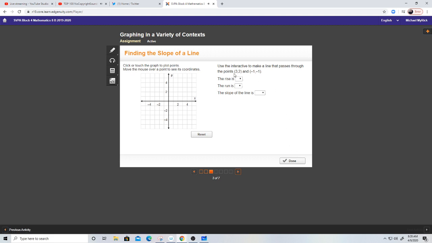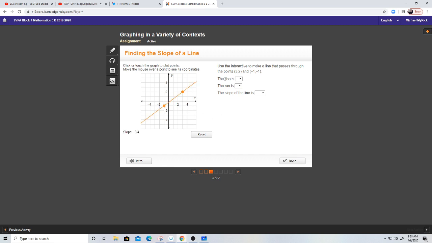2 points are sufficient information for graphing the line. Okay, cool. Use the interactive to make a line that passes through 3, 2 and -1, -1. So just plot these points. There's 3, 2: 1, 2, 3, and 2 is up 2. Bang. And this -1, -1 is just 1 left and 1 down.